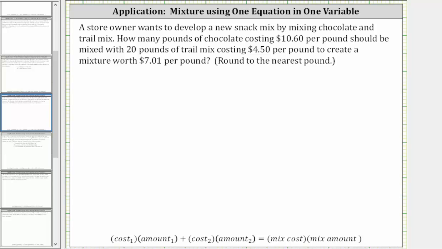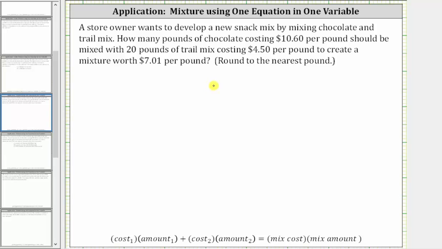A store owner wants to develop a new snack mix by mixing chocolate and trail mix. How many pounds of chocolate costing $10.60 per pound should be mixed with 20 pounds of trail mix costing $4.50 per pound to create a new mix worth $7.01 per pound?